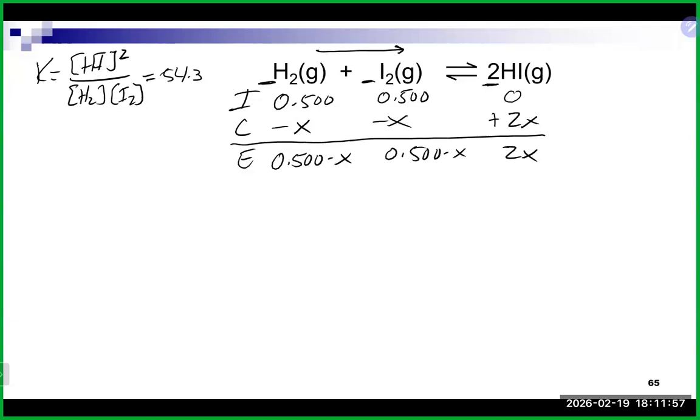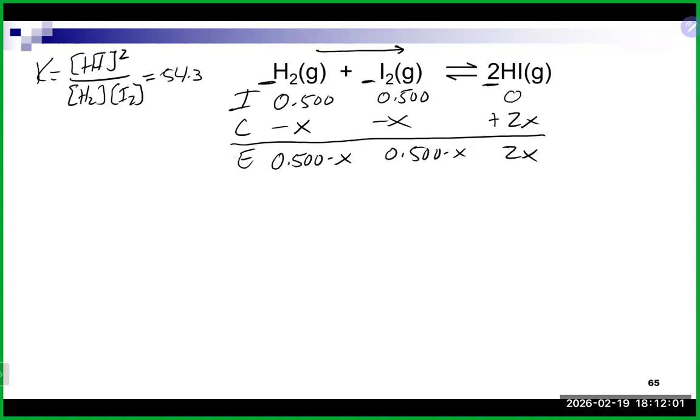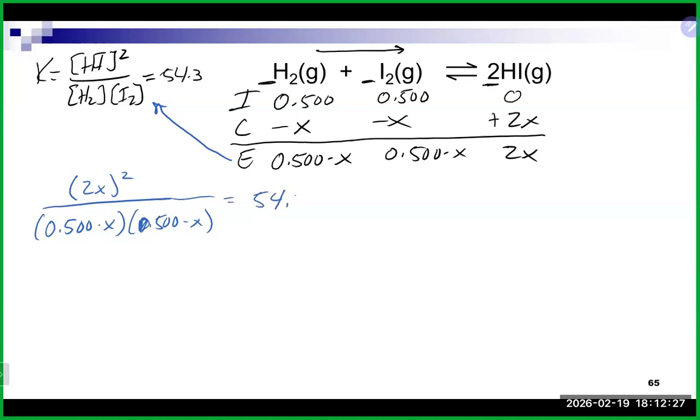Okay. All right, so just like previously, we're going to take our entire equilibrium line basically and put it into our expression so that we can solve for what x equals. And if we do that there, that's going to get us 2x squared divided by 0.5 minus x, 0.5 minus x, and that will equal 54.3.